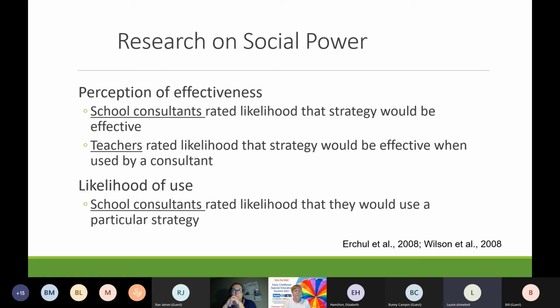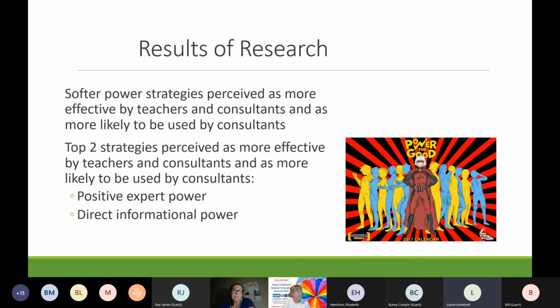There's some really interesting evidence on social power, and it comes from the field of school psychology. There may be one or two school psychologists in the mix here, and if so, this is probably not new information to you. There was a study on social power and influence and the perception of effectiveness. They asked school consultants or school psychologists to rate the likelihood that a specific strategy would be effective. And then they asked teachers to rate the likelihood that that same strategy would be effective when the school psychologists used it.